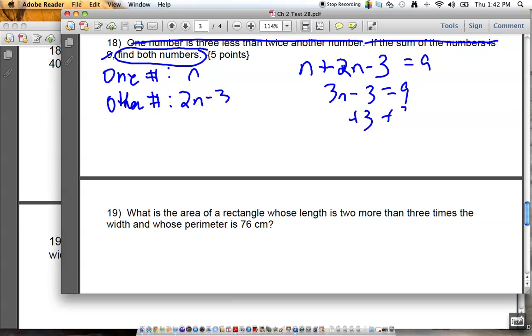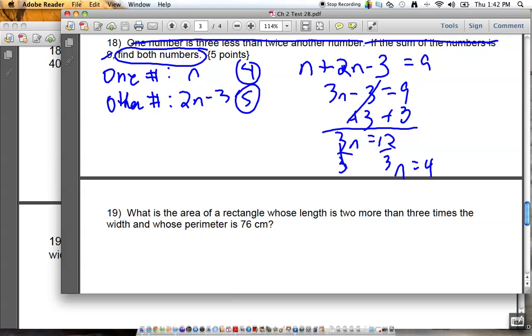Add 3. 3n is 12. Divide by 3. n is 4. All done! Right? No, why not? You have to find both numbers. Got to find the other number. So this guy's 4, and this is 2 times 4 is 8, minus 5 is 3, and guess what? Their sum is 9, so it works perfectly.